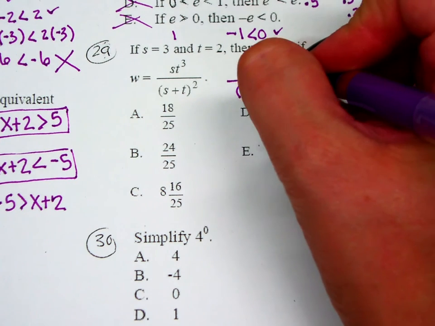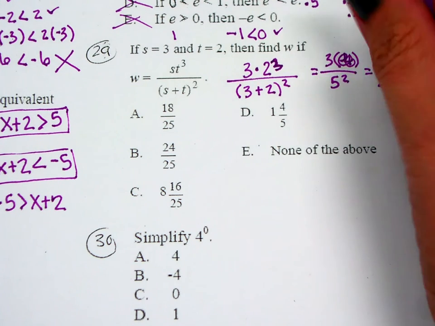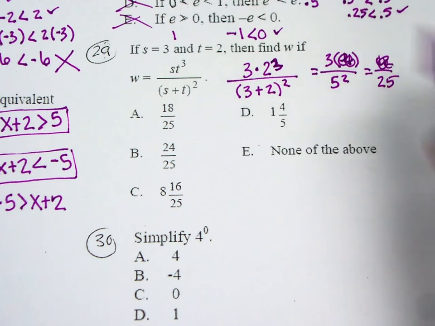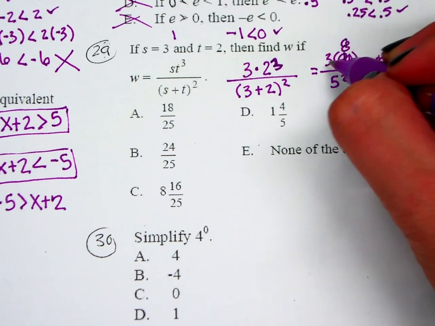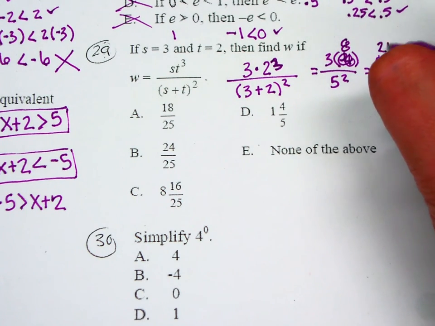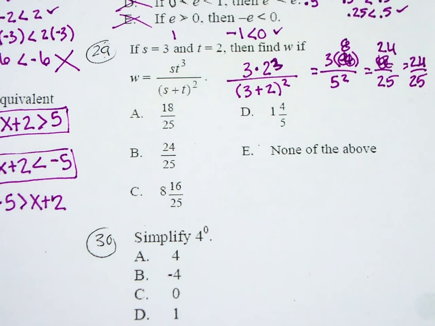Oh, I made another mistake. That should be cubed. Y'all, I'm telling you, I promise I can do math. So 2 cubed is 8. Then 3 times 8 is 24. So it should be 24 over 25. Promise I can do math.